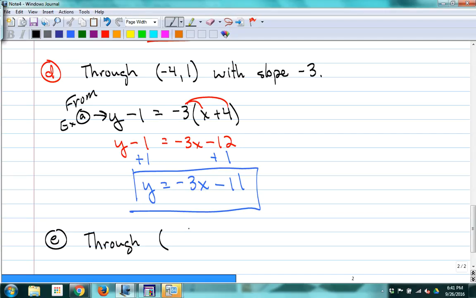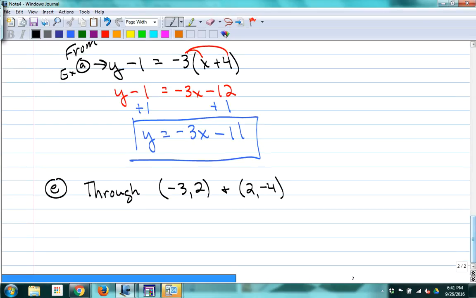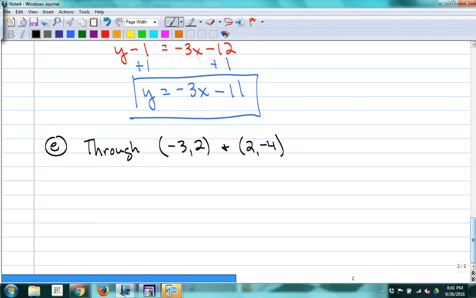through (-3, 2) and (2, -4). Should be familiar. That's example B. But let's work it from scratch. Let's just say, okay, well, I don't remember doing that problem, so I'm just going to rework it.